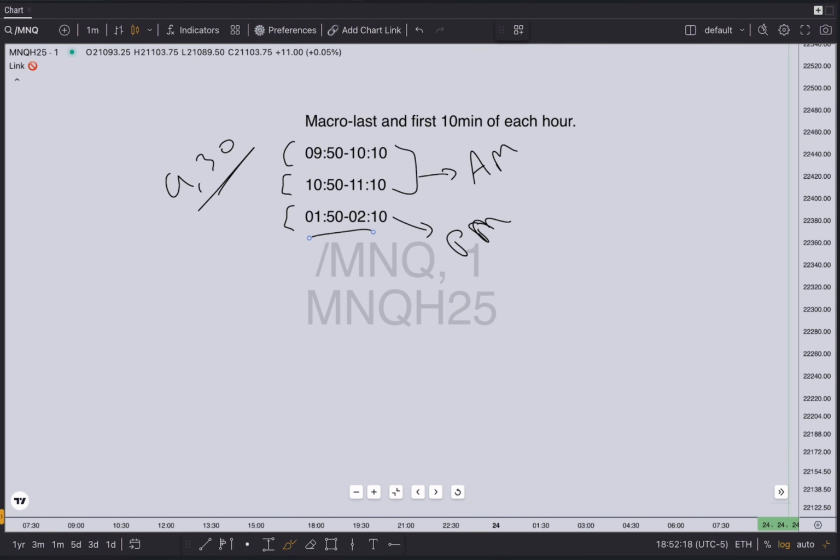Okay, so we're going to go through charts now. I'm going to show you guys real life examples of how they look, and yeah, let's get to it.